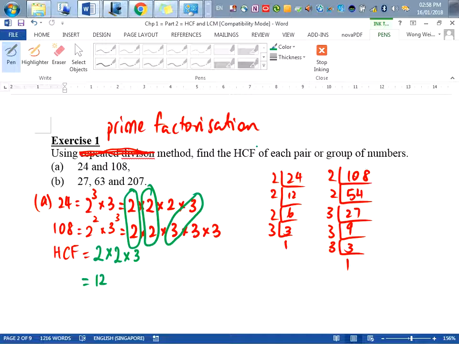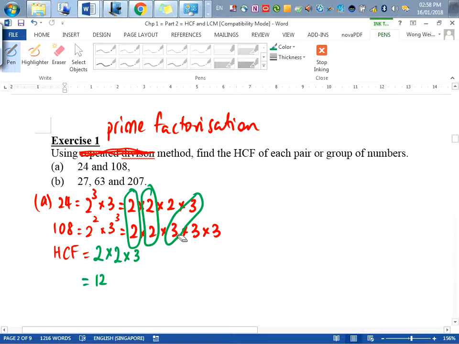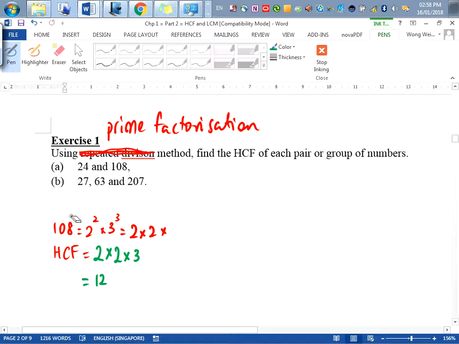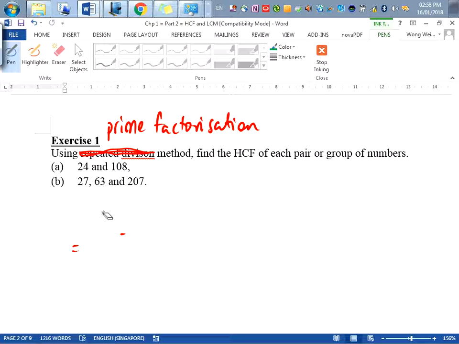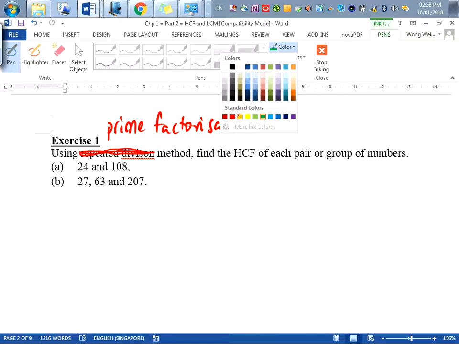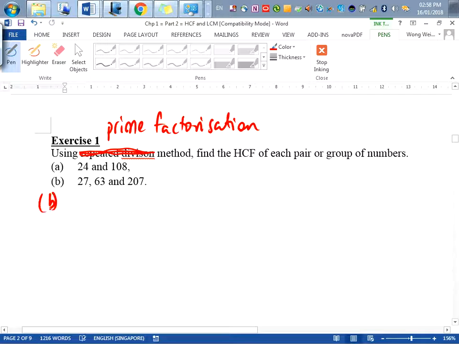Who still needs this on the screen? Otherwise, I want to erase it so that I have space for part B of my question. Okay, I'm going to erase it now. Everybody, please try part B using the same method. And I will do it as well. But please try it yourself first.